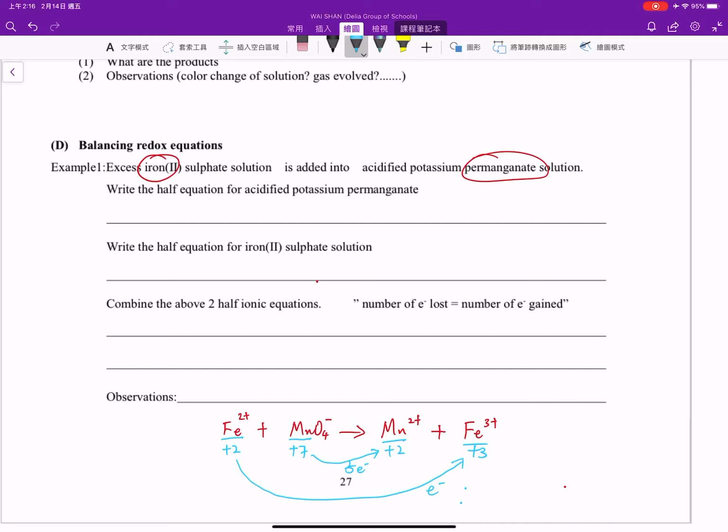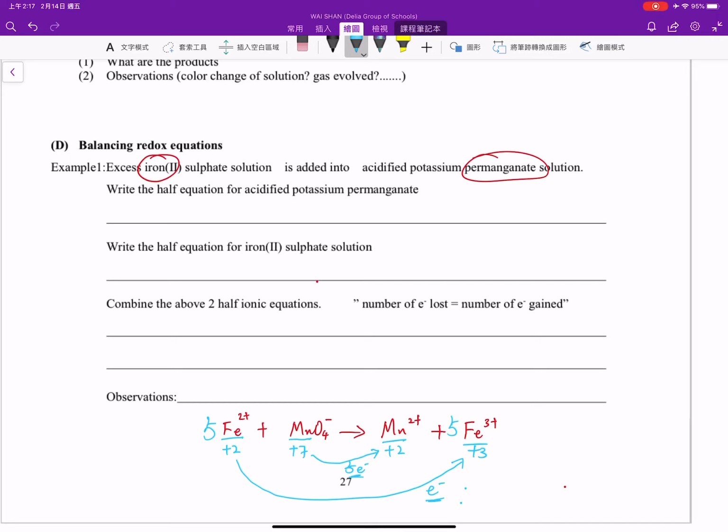Then to balance it, because here 5 electrons and here only 1, we know that iron we need to multiply by 5. So I will add 5 for iron. And then at last, just follow the steps, adding water to balance the number of oxygen, and then add hydrogen ion to balance the number of hydrogen. Then it's done. And also don't forget the last step. The final step is to check whether you have done it correctly or wrong.